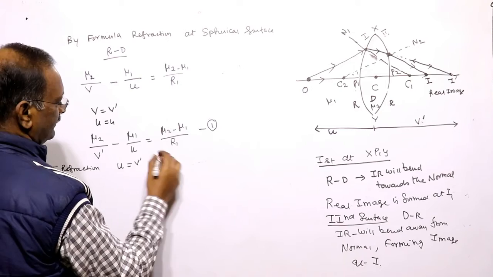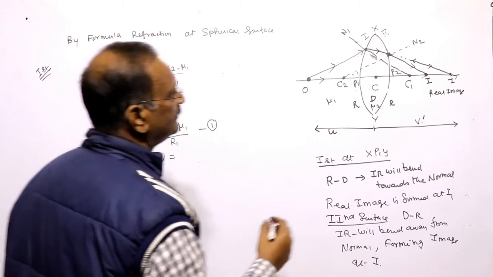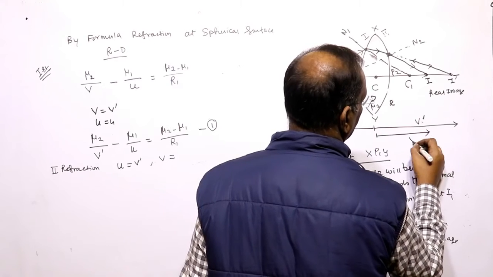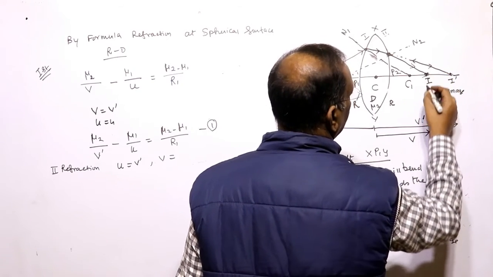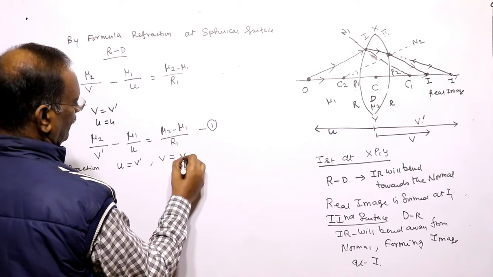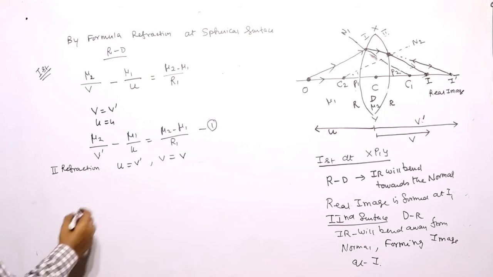And what is V? The image is formed here. This distance we write as V. At I it is forming, so we can treat it, so V is equal to V only. So the second refraction, how do we write?